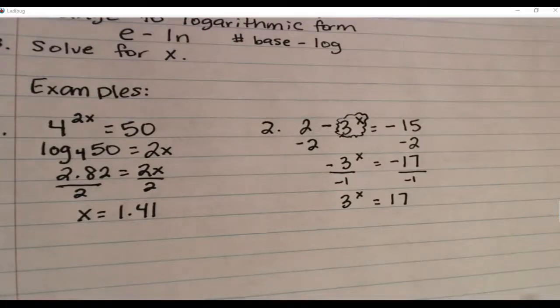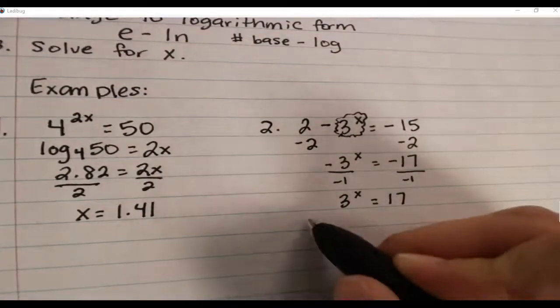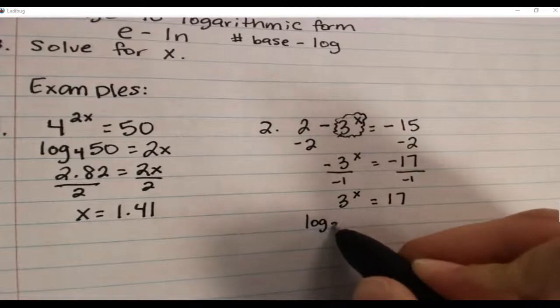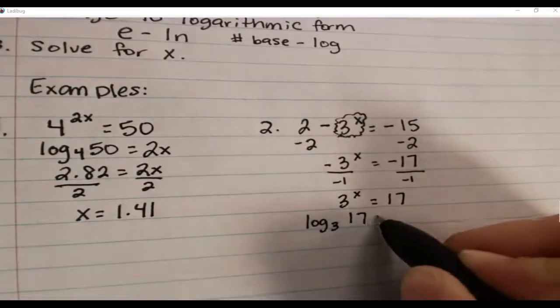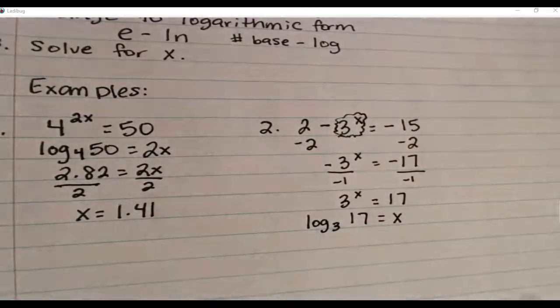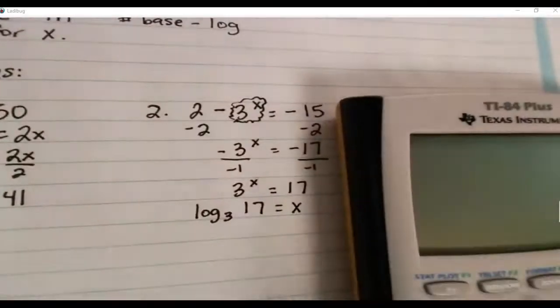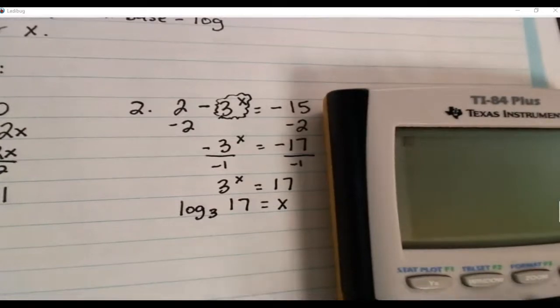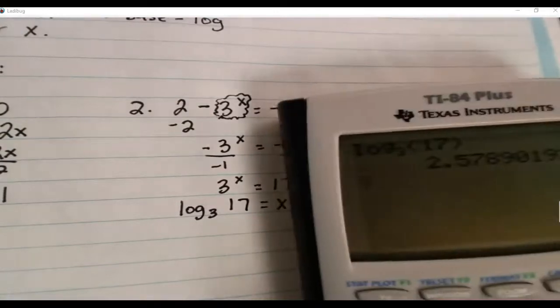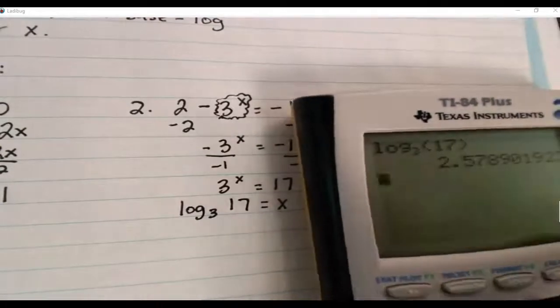And so then we change it to log form. So what would this be in log form? Good. Log base 3 of 17 equals x. Good. And then we just type it in our calculator. And you get about 2.58.